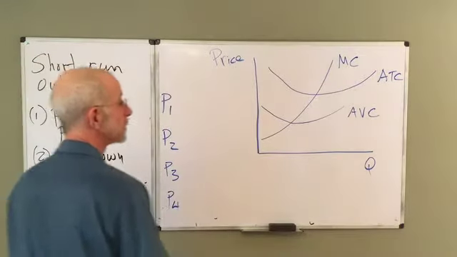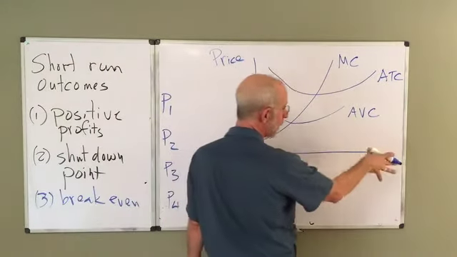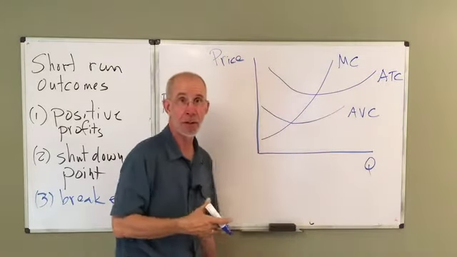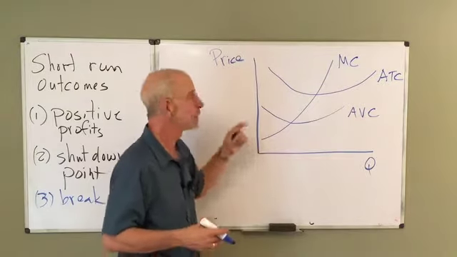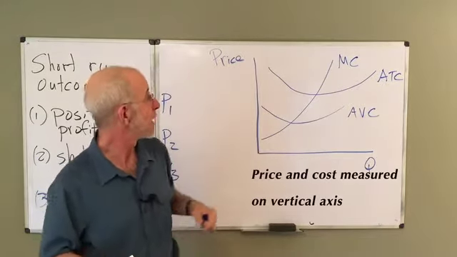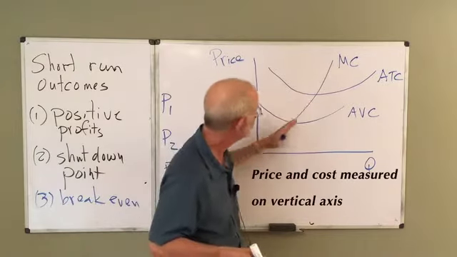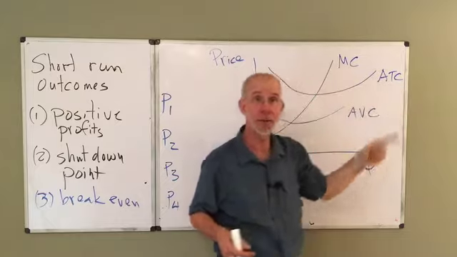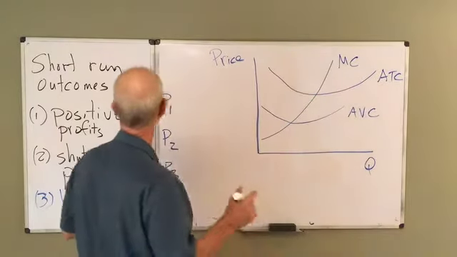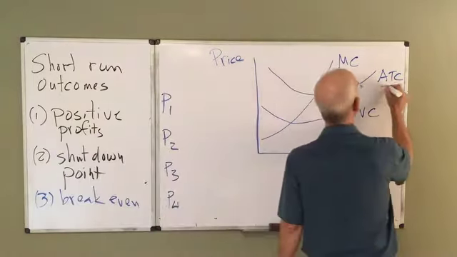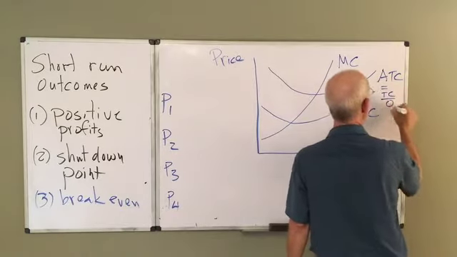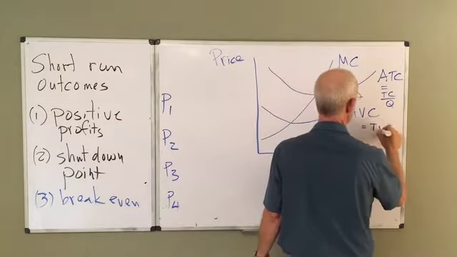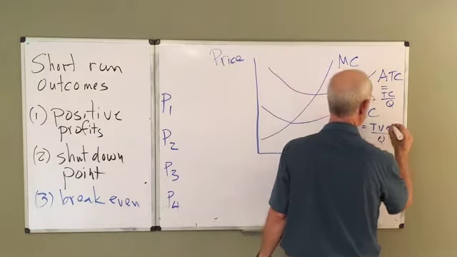Okay, and to do this, simple setup. We have the quantity of the goods measured along the horizontal axis, and the price of the good measured on the vertical axis. We have the marginal cost curve for this individual firm. We've got the average total cost, that's the total cost divided by quantity. We've got the average variable cost, which is the total variable cost divided by quantity.